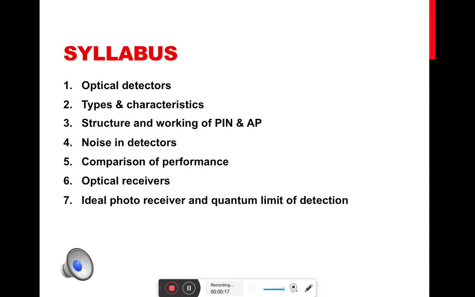So this is the syllabus for the fourth module for EC405 Optical Communication. First one, optical detectors; second, types and characteristics; third, structure and working of PIN and avalanche photodiode; then noise and detectors, comparison of performance, optical receivers, ideal photo receiver, and quantum limit of detection. So we'll be dealing with each of these topics.